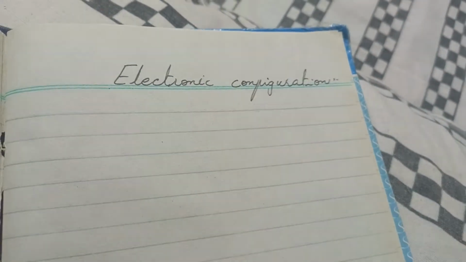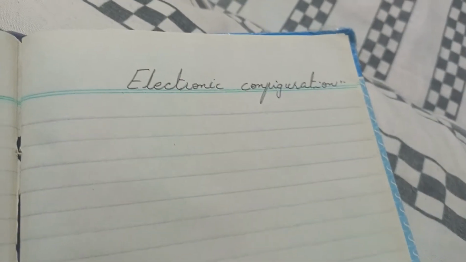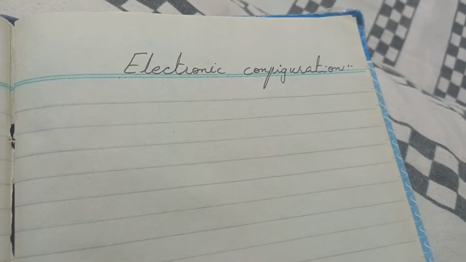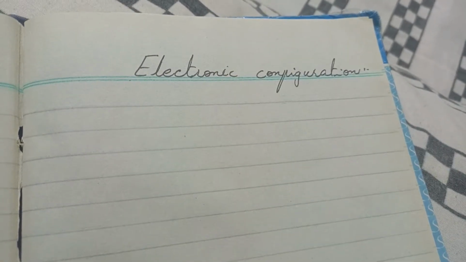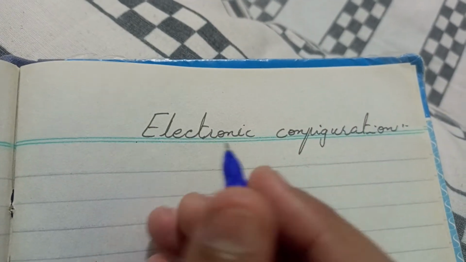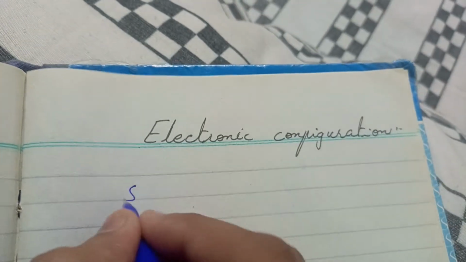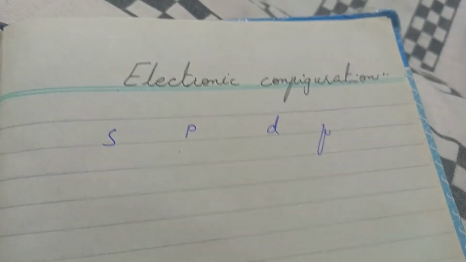My name is Madhav and today we're going to discuss electronic configuration in chemistry. As you know, previously we discussed orbits, suborbits and orbitals. In orbitals we have four types: S, P, D, F. These are called the suborbitals.